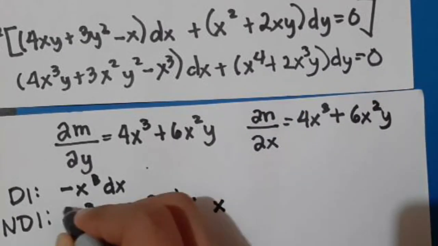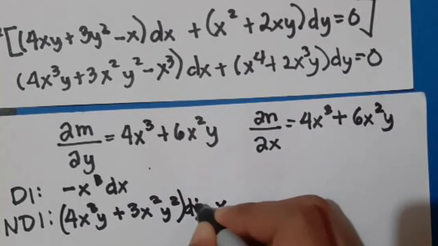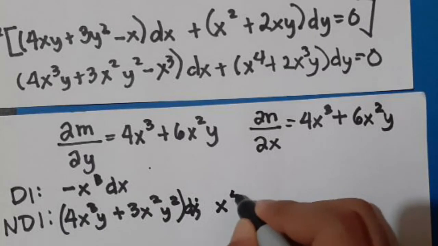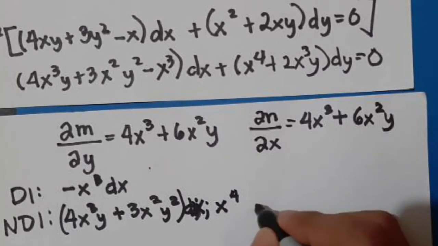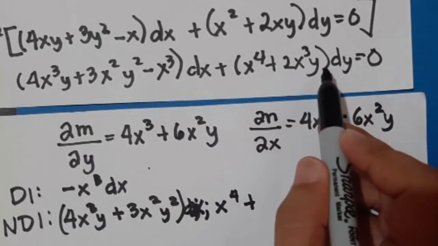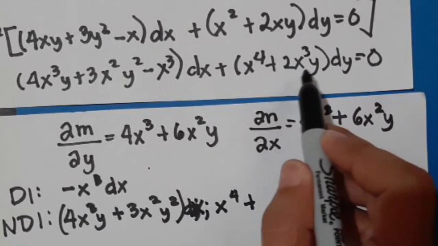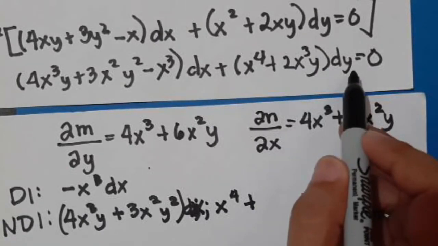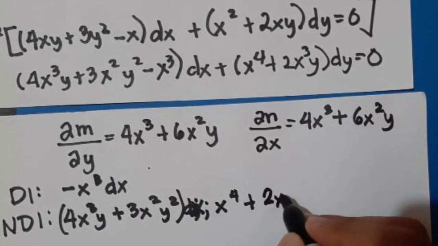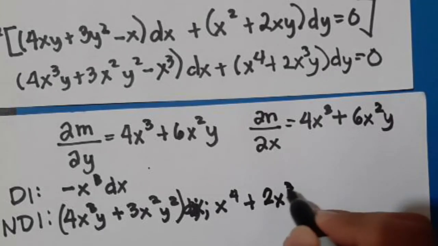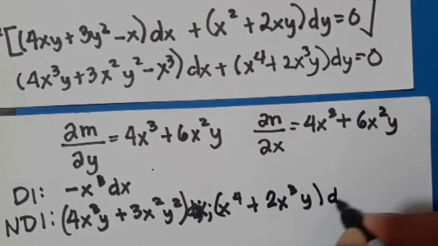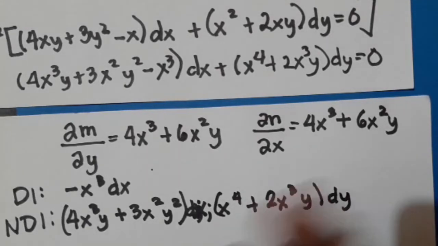This is multiplied by dx. Sorry. While this one is x to the fourth plus 2x cubed y dy, again mixed. We have x and y, then we have dy. So this is ndi. So we have 2x cubed y, then quantity dy equals to, that's all.